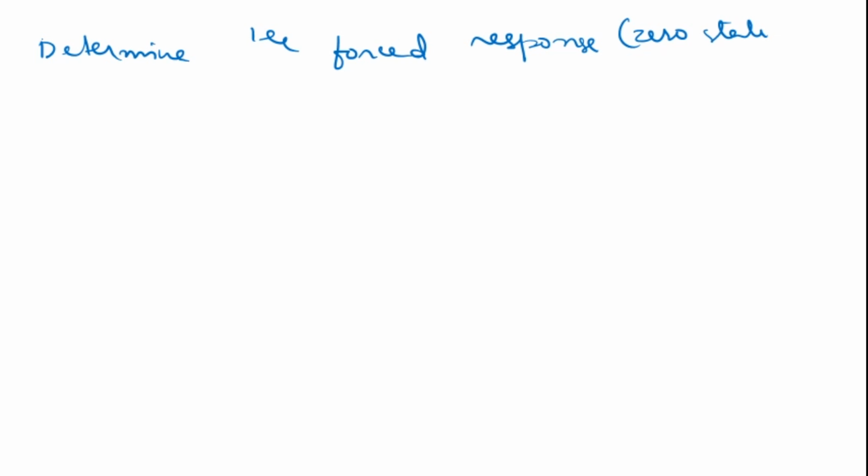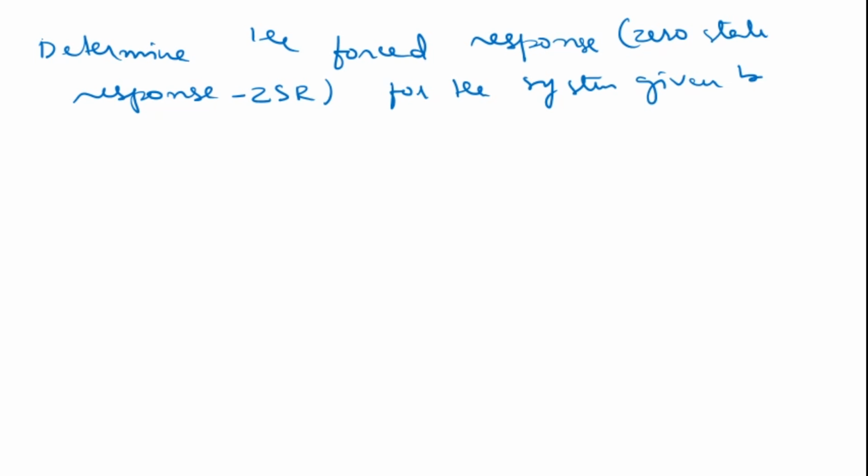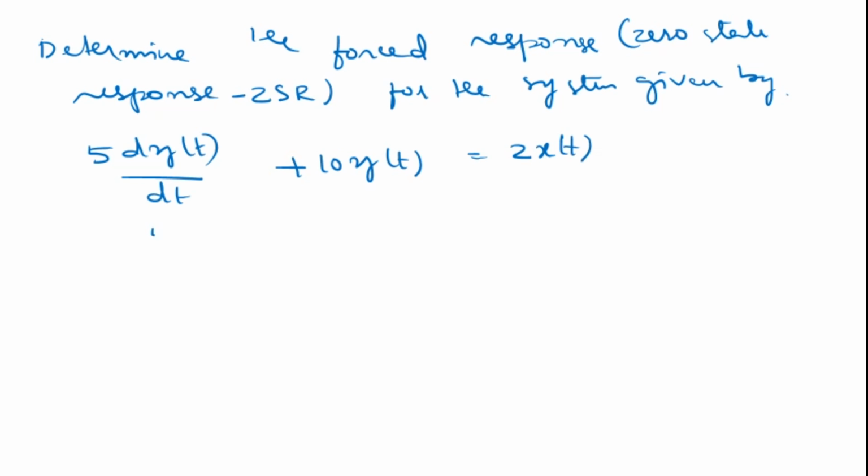Determine the forced response, which is also known as zero state response, represented by ZSR, for the system given by 5 dy(t)/dt + 10 y(t) = 2 x(t), with input x(t) = 2 u(t).